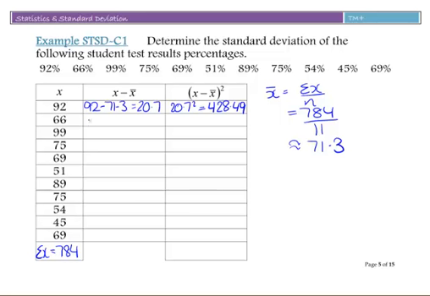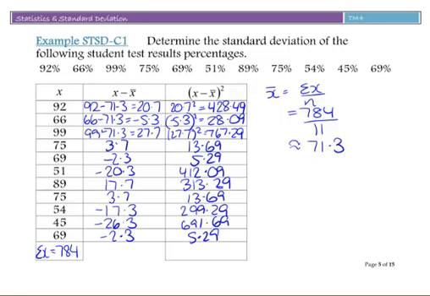Here you're going to have 66 minus 71.3, so this gives a negative 5.3, but when you square a negative, it becomes a positive. Here you're going to have 99 minus 71.3, which will be 27.7. Then we square it, and you get 767.29. So you can see that I've gone through and entered all that data that is in your textbook.